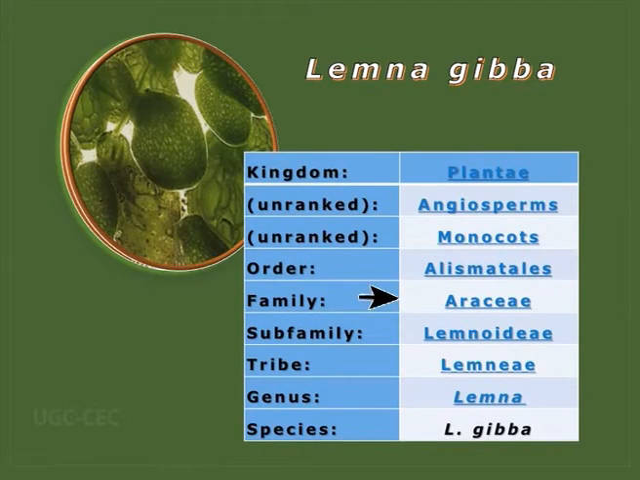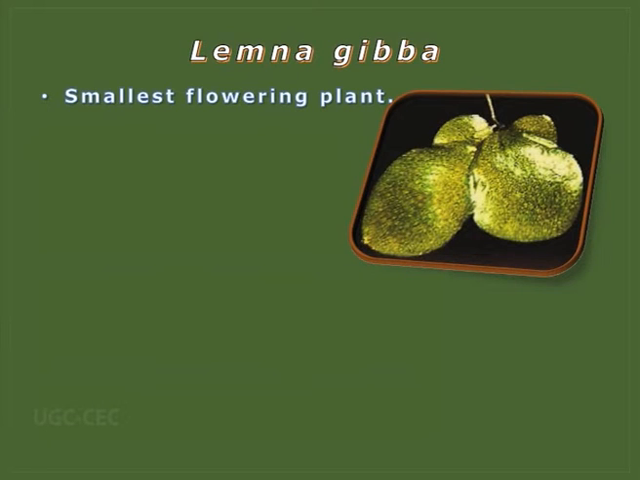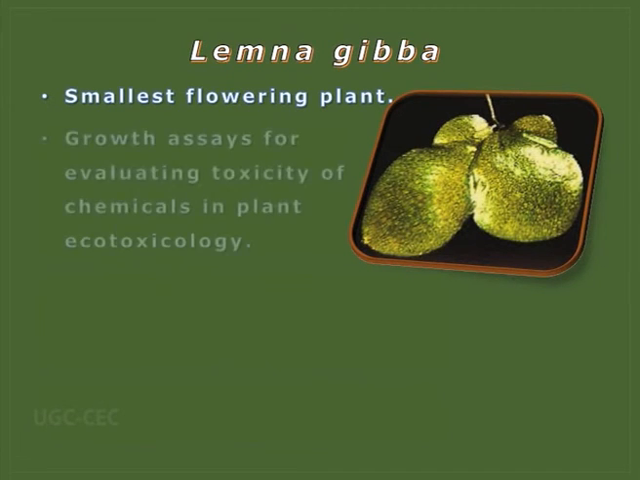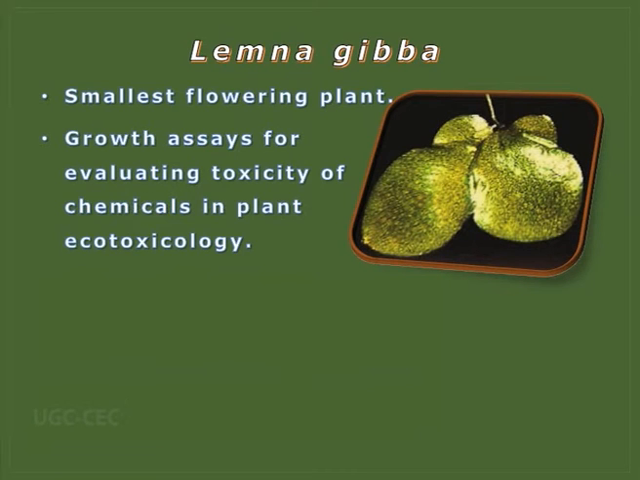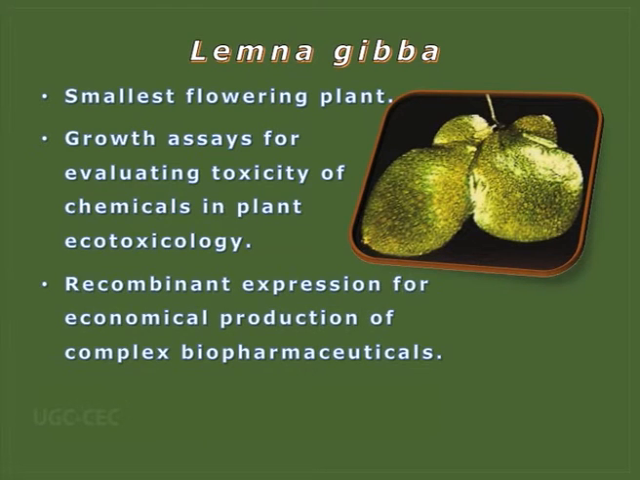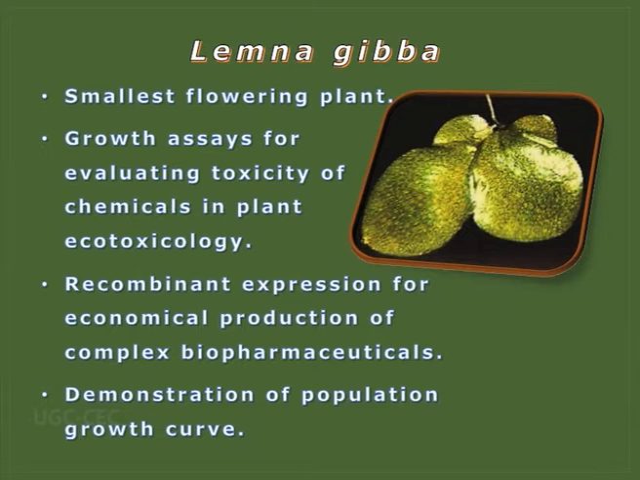Next member in the monocot community is Lemna minor. It belongs to the family Araceae, tribe Lemneae, genus Lemna and species Lemna minor. It is supposed to be the smallest flowering plant, and its growth assays are readily available, and it can be used to study toxicity assays, and ecotoxicological studies are being done using Lemna minor. Recombinant expression for economic production of complex biopharmaceuticals can be easily done using Lemna minor, and demonstration of population growth curves is also done in Lemna minor.